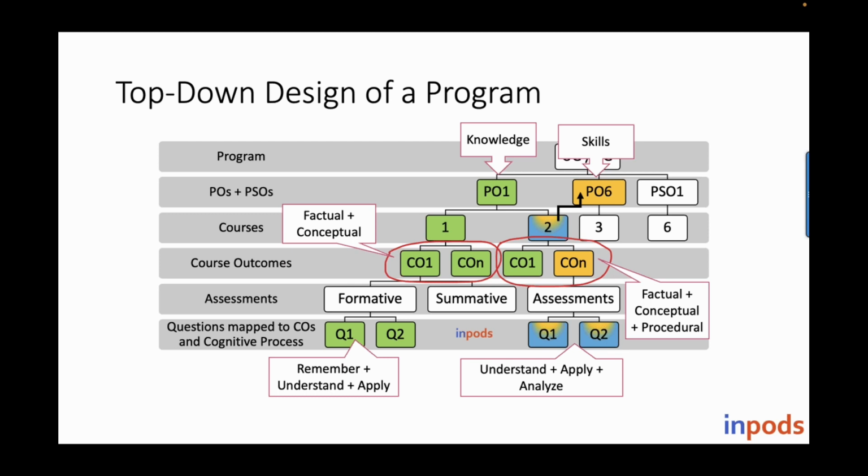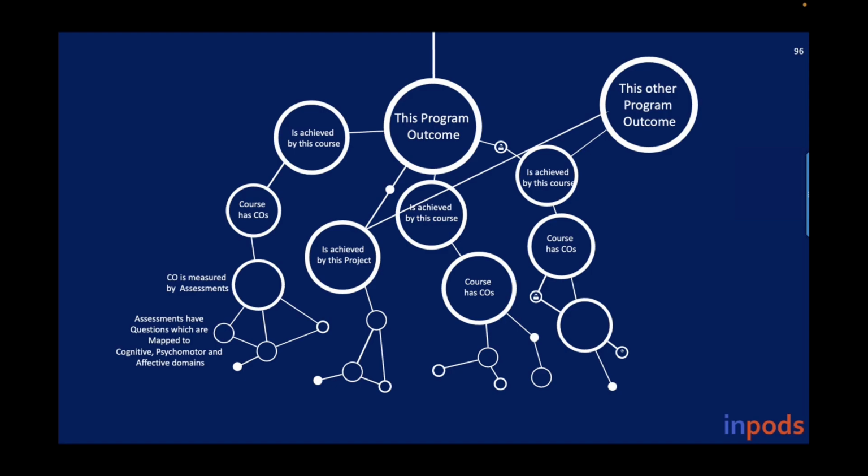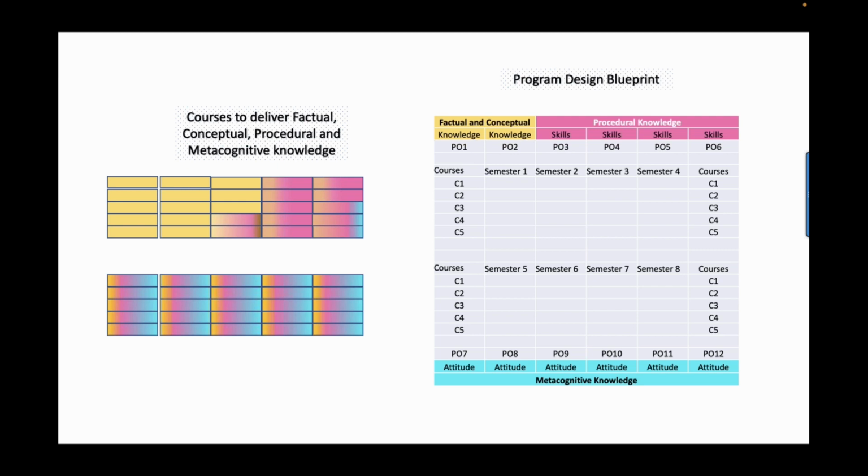So there are two parallel dimensions that we are talking about here. One is the knowledge dimension, other is the cognitive process. So knowledge is teaching, and learning is cognitive process. So these are two parallel processes that come in the picture when you design your curriculum. So if you look at the web of relationship between a PO and the courses, there could be one to many, many to many kind of relationship between the courses and the program outcomes, and then subsequently to the course outcomes and the questions related to those course outcomes.